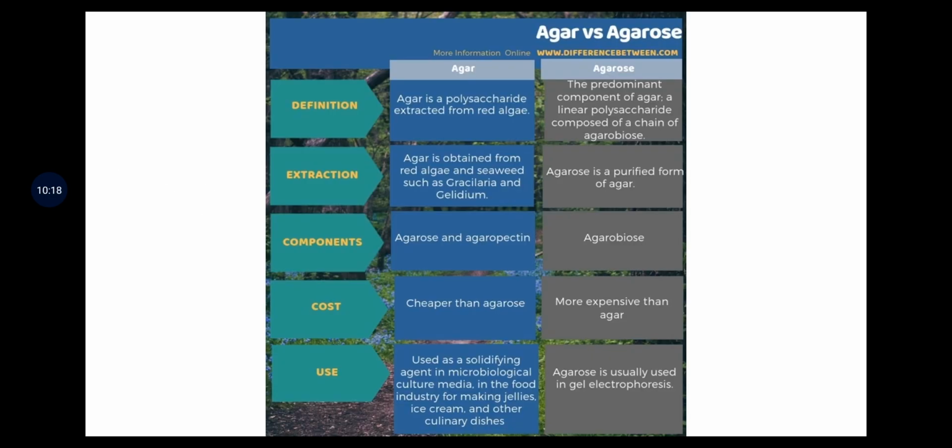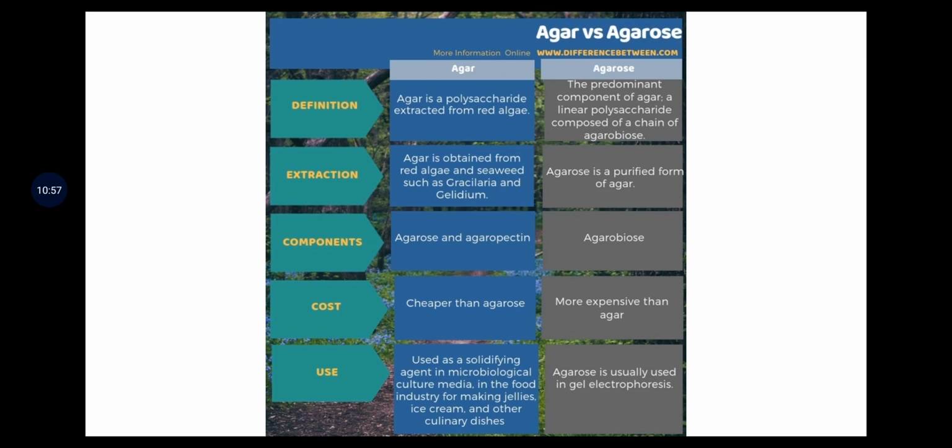Now we shall see the difference between agar and agarose. The definition of agar is that it's a polysaccharide extracted from red algae. Agarose is the predominant component of agar, a linear polysaccharide composed of a chain of agarobioses. Agar is extracted from red algae and seaweed such as Gracilaria and Gelidium. Agarose is a purified form of agar. Agar components are agarose and agaropectin, whereas agarose is agarobioses. Agar is cheaper as compared to agarose, but agarose is more expensive than agar.